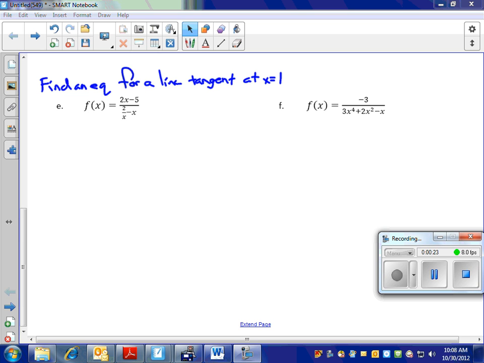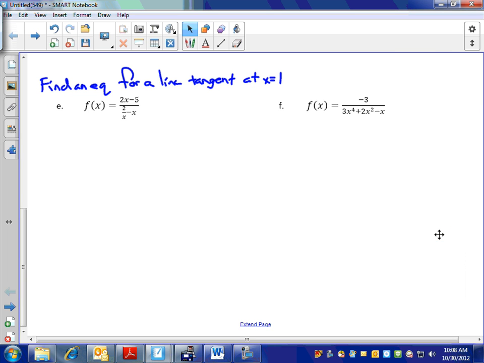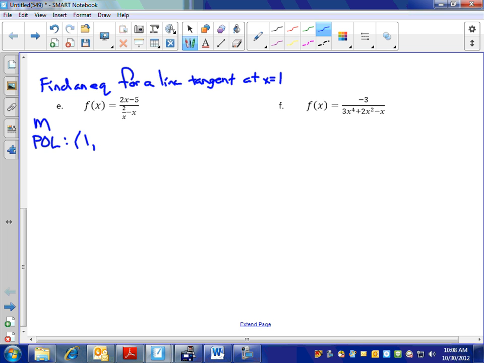So let's suppose that we wanted to find an equation for a line tangent at x equals 1. What two things do you need to have in order to find an equation for a tangent line? You need to have the slope, and you need to have a point on the line. Now, what's the x value for the point on the line? 1. How do I find the y value? Plug it into my original function.